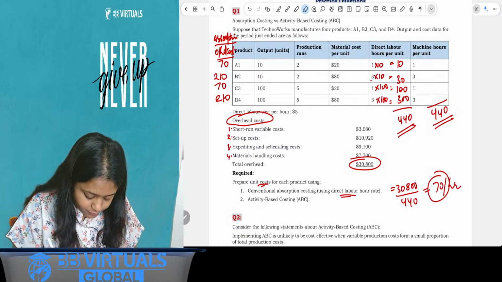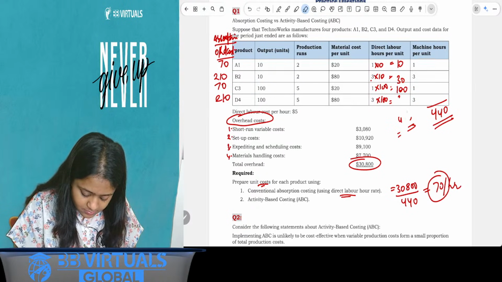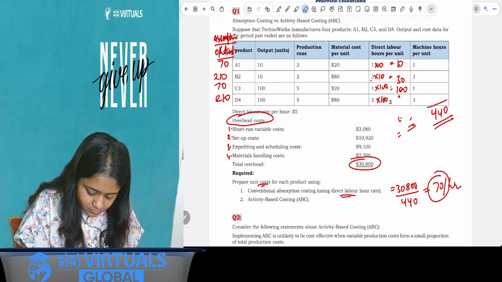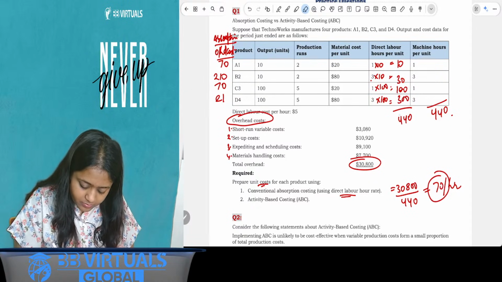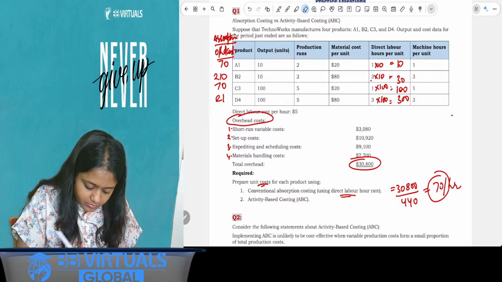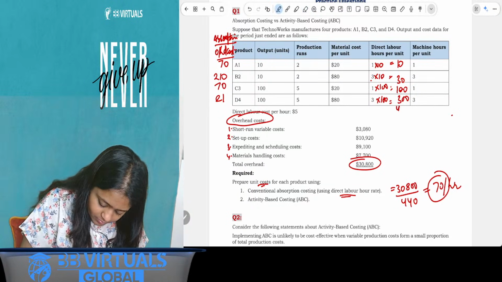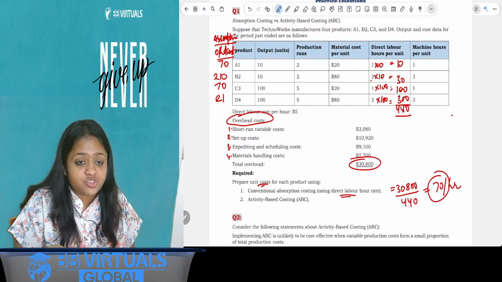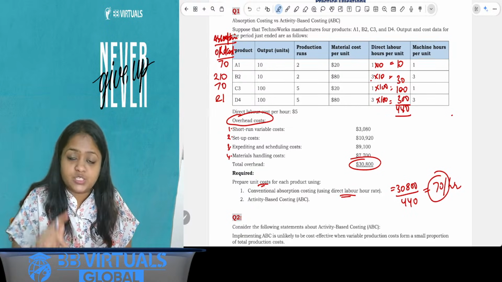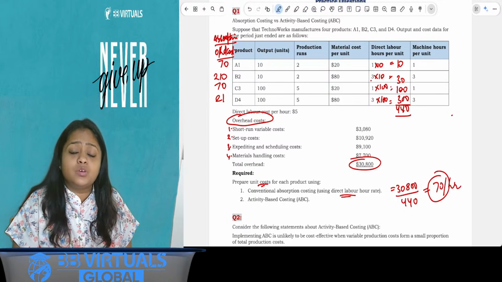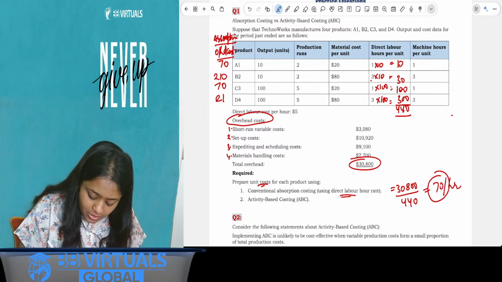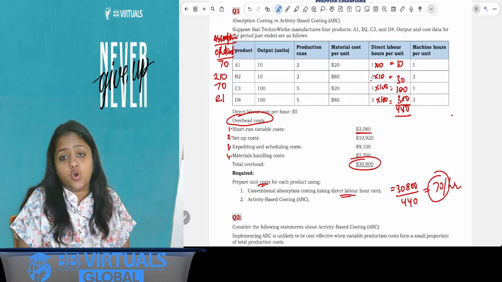Sorry guys, I'll have to erase this. Now I will just write here. These are the different overheads. What is step 1? Identify the different overheads. And these overheads are also called activities. And the cost that you have got is known as cost pool.